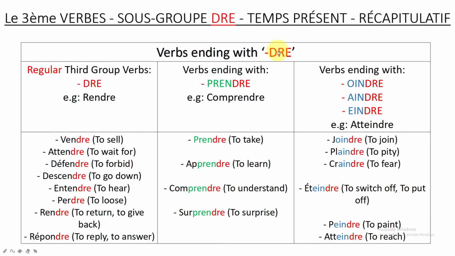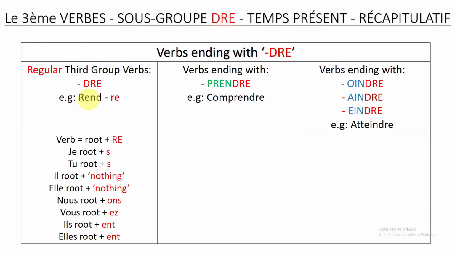Let's repeat again. Whenever it ends with DRE, I should check what comes before DRE. If I have PREN before DRE, then here. If I have OIN or AIN or EIN followed by DRE, then here. If it is only DRE, then here. Understood this part? Okay, fine.